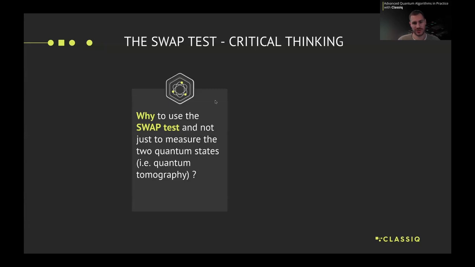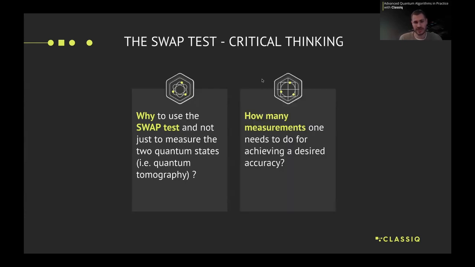Now let's try to have some critical thinking about it. I encourage you to think about why to use the swap test and not just measure the two quantum states, right? We can do some quantum tomography to measure the state of psi, to measure the state of phi, and then do post-processing and just do it this way. So I encourage you to think and maybe search a bit. Why should we do it, and when? When should we do tomography, or should we never do tomography? Try to understand why we should use this swap test and not a different option. And another important thing is how many measurements one needs to do to achieve the desired accuracy, right?